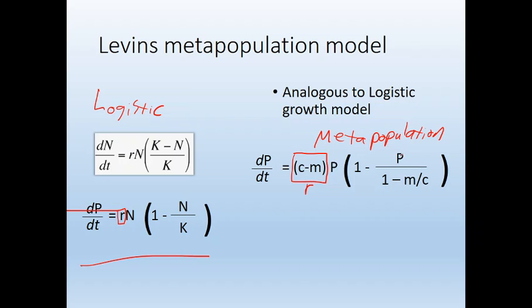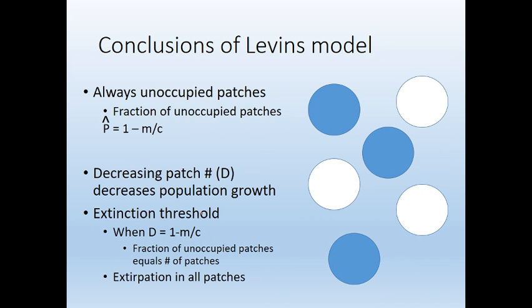And then what we can see is the 1 minus M over C is actually the carrying capacity. And you're never going to have full occupancy. The patches are never going to be 100% occupied, and that's due to this thing here. We'll talk about that in a little bit and the consequences of that. But this P over 1 minus M over C is exactly the same thing as looking at this N over K. So you always have these unoccupied patches.